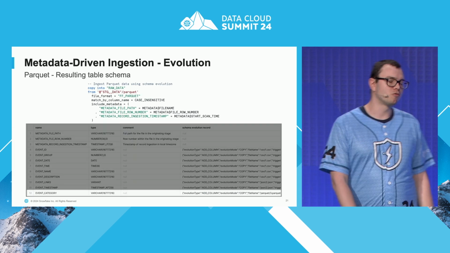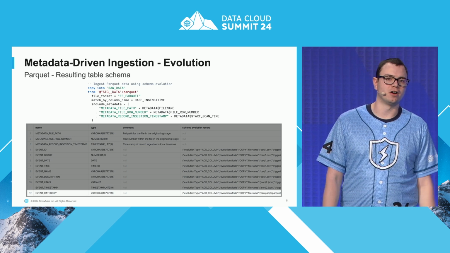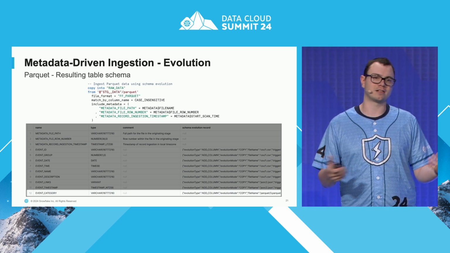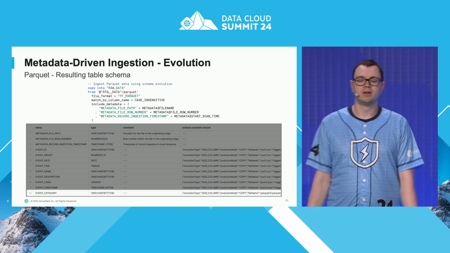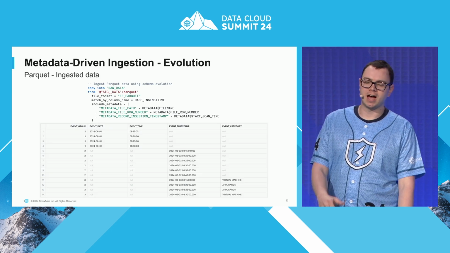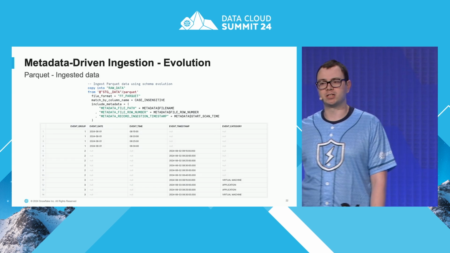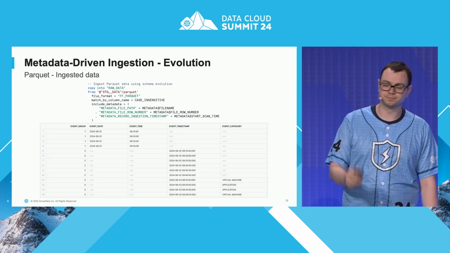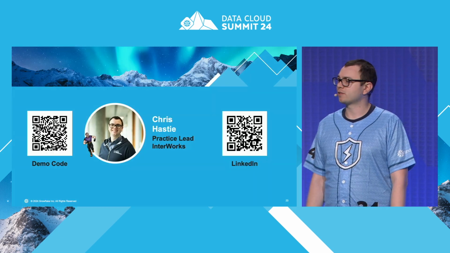And for completeness, we'll wrap it off and just import our Parquet file as well. Exact same process, exact same structure of the query. New field gets added. And then as you can see, the new field is populated where available, and everything else is null. And that's it. That was our lightning introduction to automated schema inference and evolution.